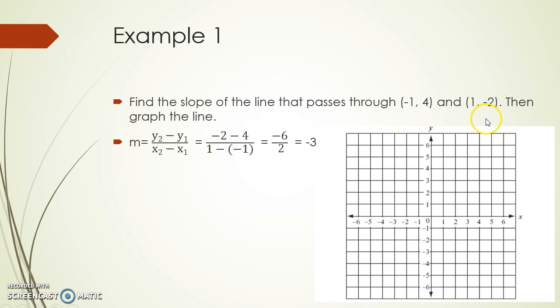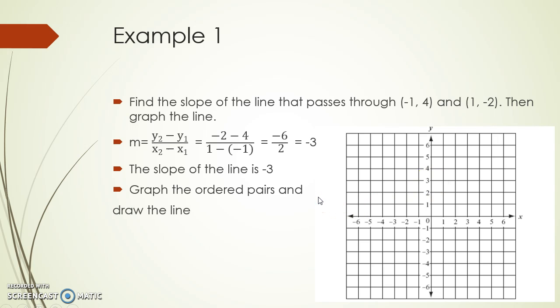So we have -2 minus 4, which gives -6. We have 1 minus -1, or just 1 plus 1, and we get 2. When we divide those, we get a slope of -3. If those don't divide evenly, you can just leave it as a fraction. It'll make it easier for you to move up and down on your graph. So our slope is -3. We're going to graph our ordered pairs first, -1, 4 and 1, -2, and then we just draw our line to connect the two.